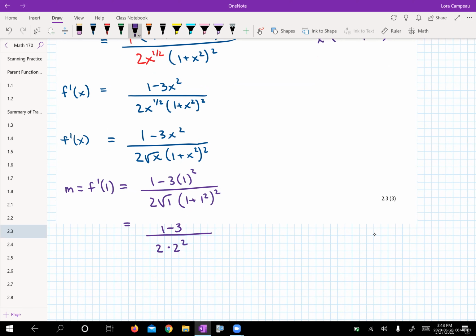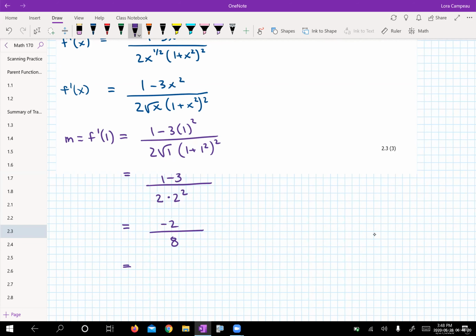We'll play around with this a little bit more. Take more steps if you need to. No problems there. 2 times 2 squared is 8. 1 minus 3 is -2. And if we want to be real fancy, reduce your fraction. And that, my friends, is the slope.